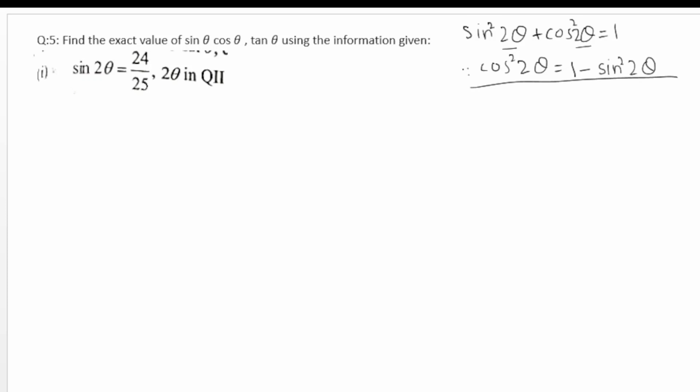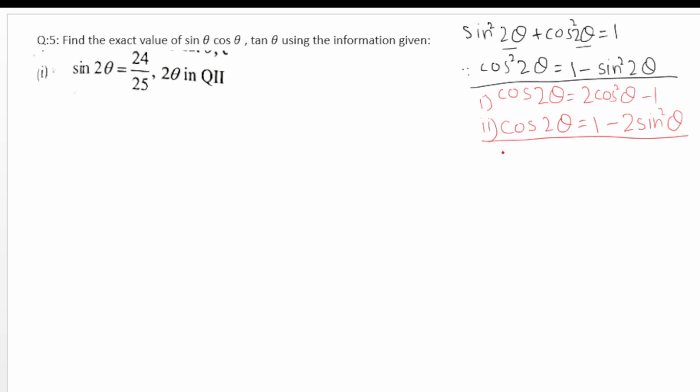Now let's talk about the next formula. As we know, there are basically three formulas for cos 2 theta. Let me write the first: 2 cos square theta minus 1. Let me write the second: cos 2 theta is equal to 1 minus 2 sine square theta. So we will use these two formulas to find the third one. Let me write the first and then the second.